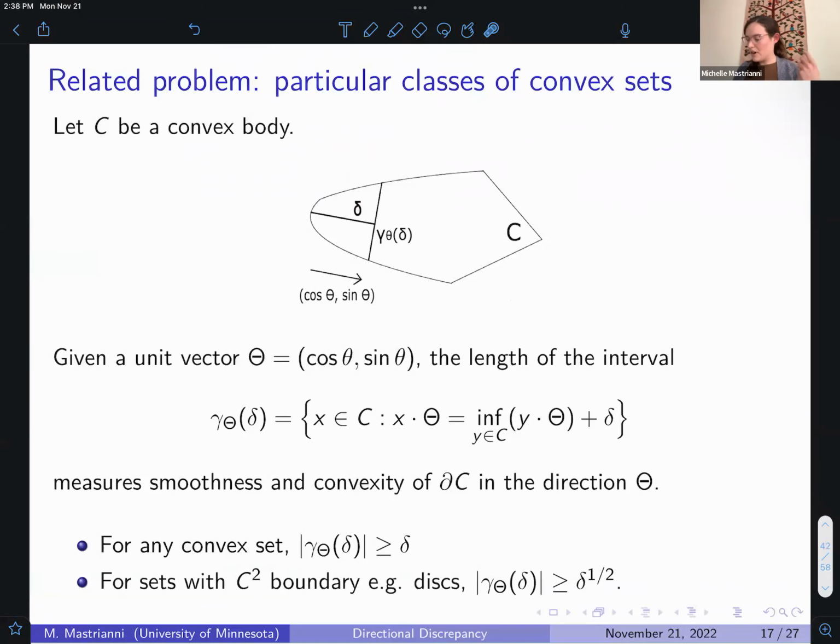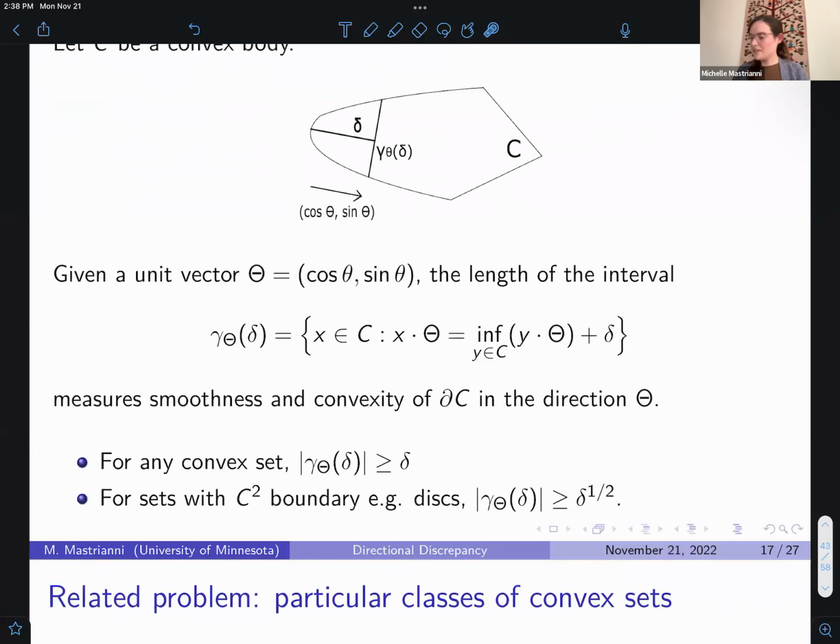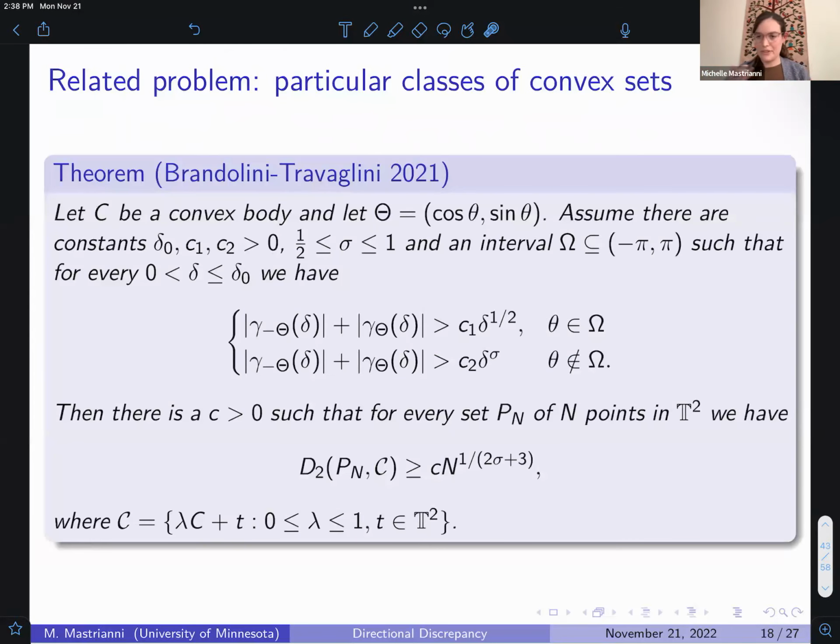And for any convex set, we have a lower bound: this behaves at least like delta to the power 1. And for sets with C2 boundary, such as disks, we have delta to the 1/2. So this behaves like delta to the 1/2. Their theorem gives a lower bound on the discrepancy with respect to essentially dilations and translations of a convex body with certain smoothness properties.